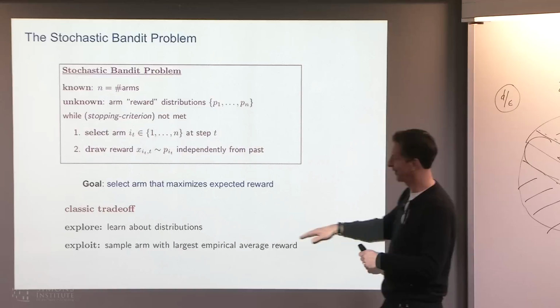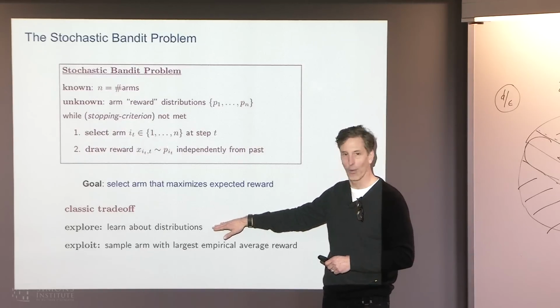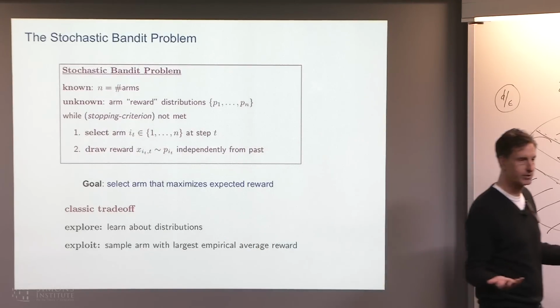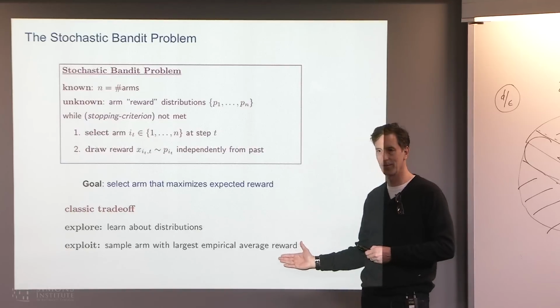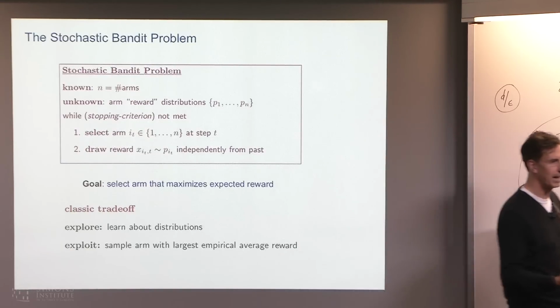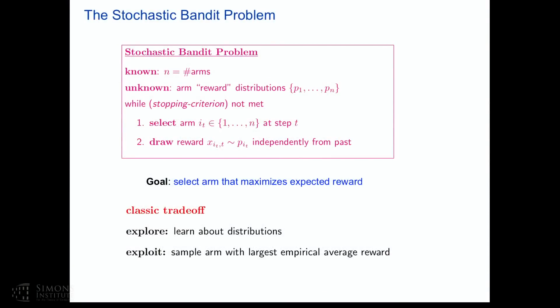This leads, as we've heard, to the classic trade-off: explore or exploit. We need to learn about these unknown distributions. We start off knowing nothing, so we have to start exploring to learn about those distributions. But after we've explored a little bit, we see that some arms are giving us better rewards on average than others, and we'd like to exploit that if our goal is to maximize rewards.